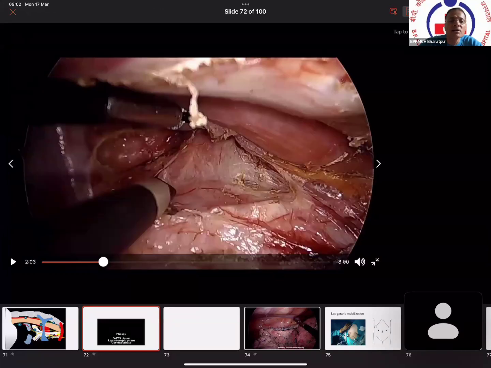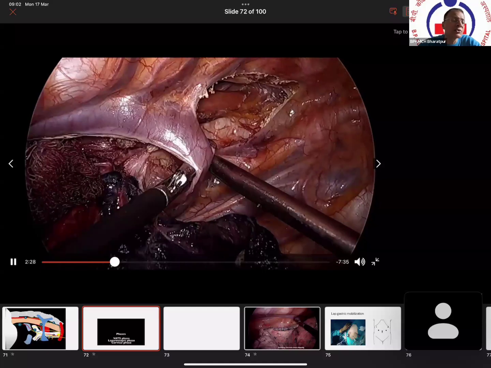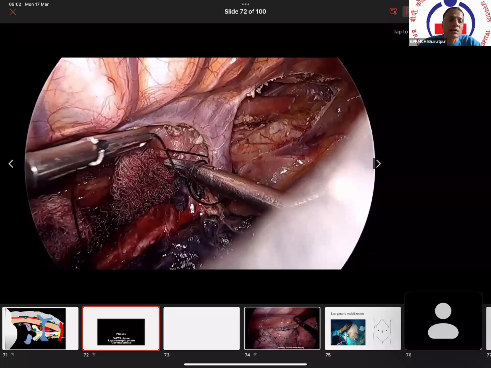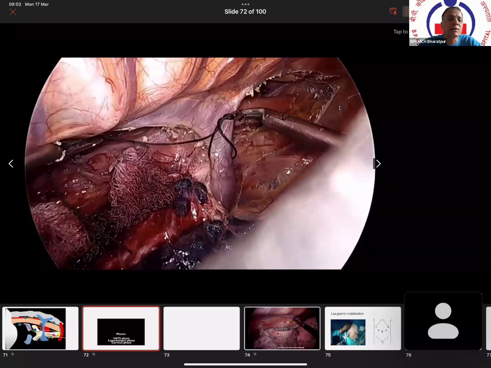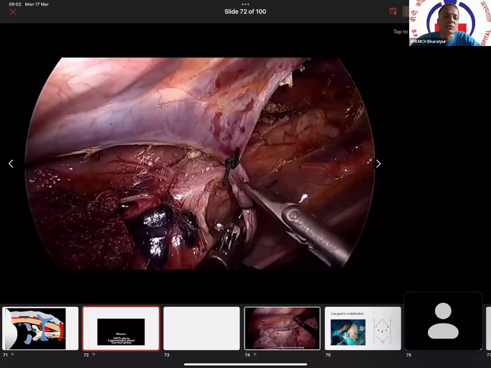I will forward a little bit. Then we go for the supra-azygous dissection. This is the azygous arch. It's up to your preference. In earlier days, we used to divide the azygous arch. Right now, we are not dividing it. If it is involved by the tumor, or if there are lymph nodes lying just beneath the azygous arch, then you may need to ligate it for your convenience.